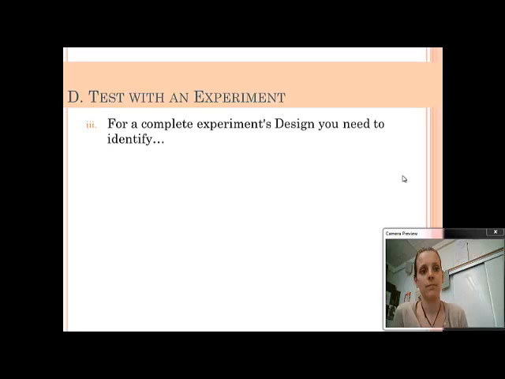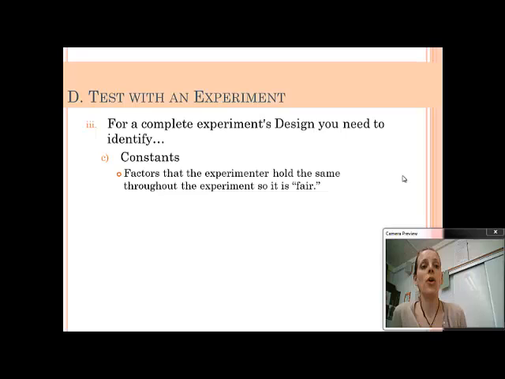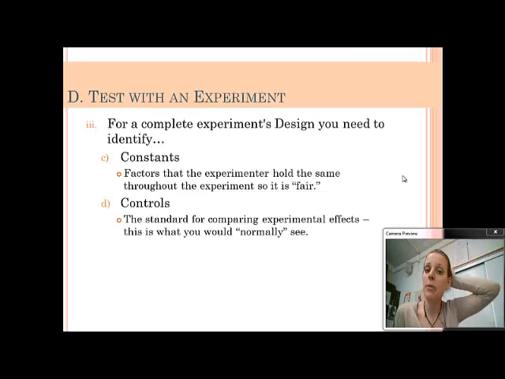And then you test with an experiment. For a complete experiment's design, you also need constants, which are factors that the experimenter holds the same throughout the experiment. And then you also need controls, which are the standard for comparing experimental effects. This is what you would normally expect to see.